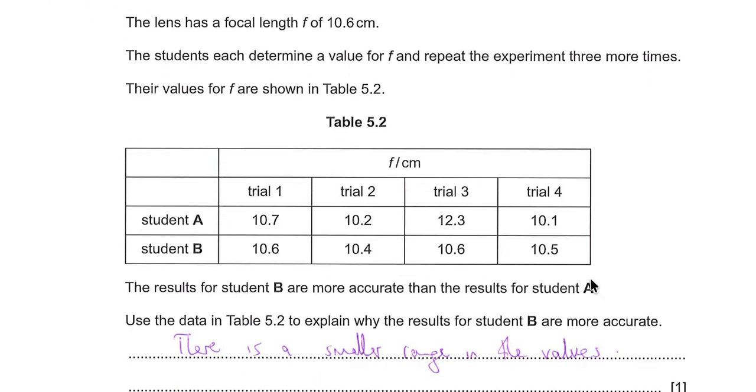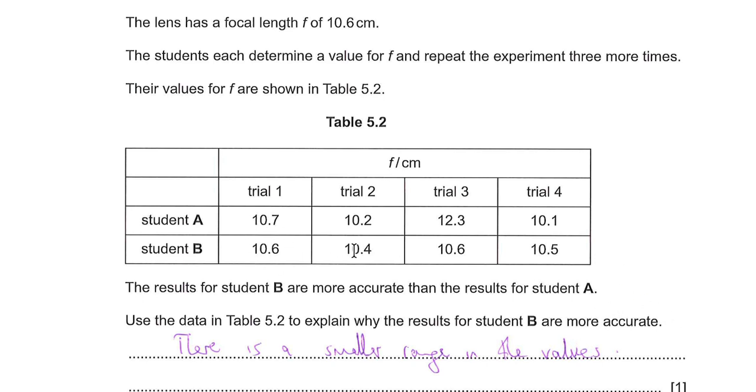It says, use the data in table 5.2 to explain why the results for student B are more accurate. I'll be honest with you, I misread the question. I thought it said more precise. I don't know why. I was doing it quickly. I was doing a physics experiment at the same time and I misread it. This would be correct if it said precise. However, it's all about accuracy.